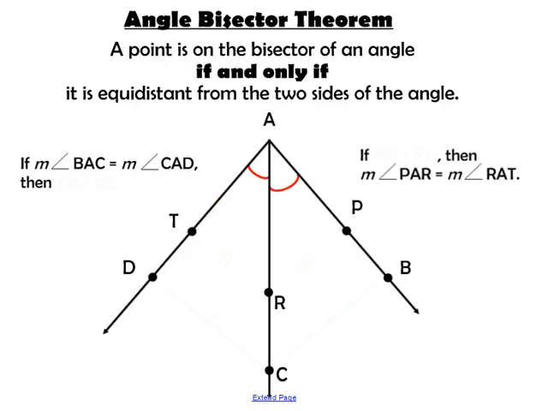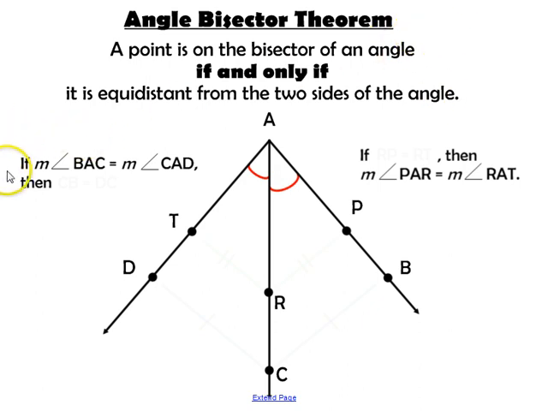Here we have the angle bisector theorem, which states that a point is on the bisector of an angle if and only if it is equidistant from the two sides of the angle. So again, we have this biconditional, so the conditional and the converse of the theorem are both true.